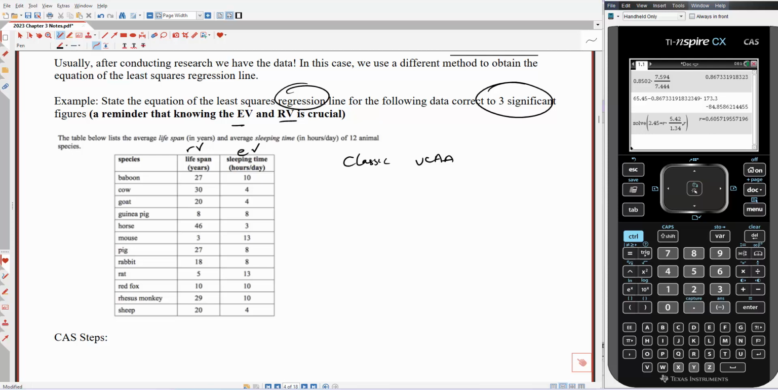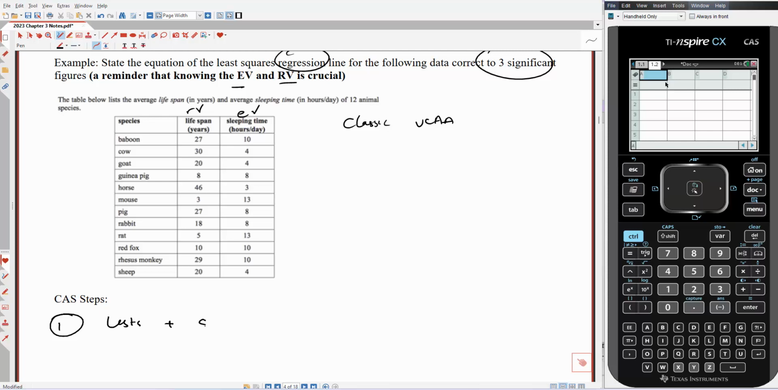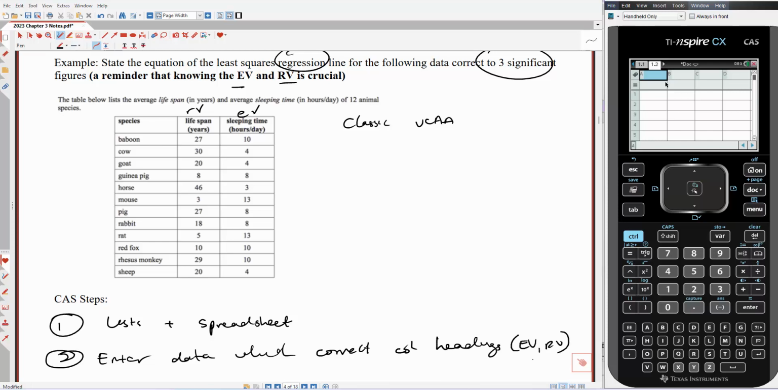So what I'm going to do is start writing down the CAS steps, and it's going to tell us what the equation is. To do this, we're going to go Control and Doc, and we're going to go to Lists and Spreadsheet. So step one, Lists and Spreadsheet. Step two, enter data with correct column headings. And remember, I just call mine EV and RV. EV always goes in here, and RV goes here. So we can see our EV values. I'll pause the video while I type in my data so you don't have to watch that. Okay, so I've got my data in.